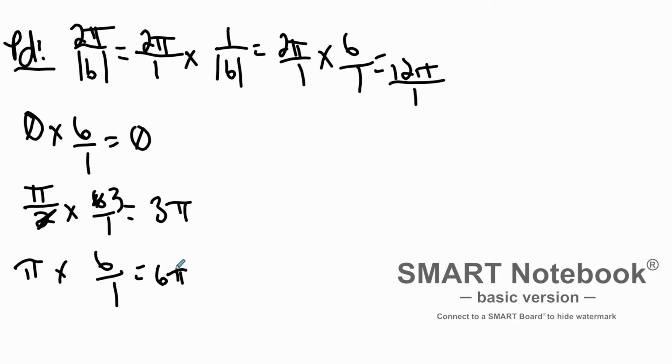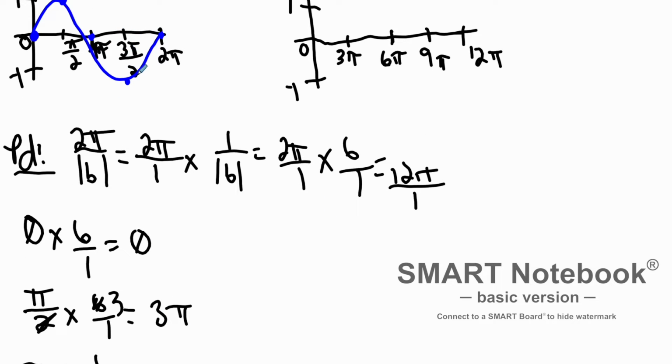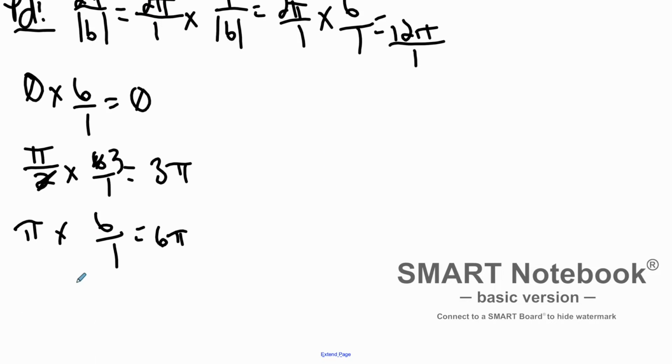We're just going to verify that here by taking our next point, 3 pi over 2. All right, so let's take our next point at 3 pi over 2 and multiply that guy by 6 over 1. And again, 2 goes into 6 3 times. 3 pi times 3. 3 times 3 is 9 pi. So we did verify that that is the correct answer.